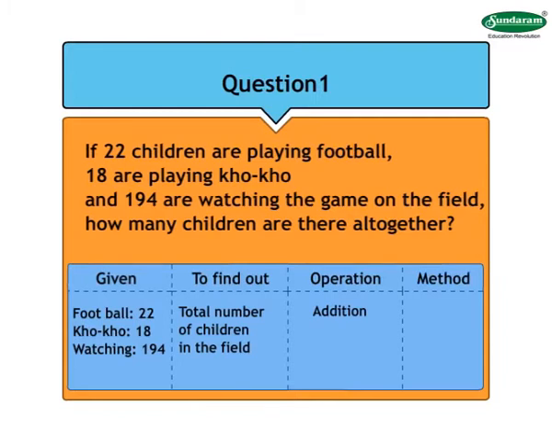First, arrange the numbers 22, 18 and 194 vertically. Be careful while arranging. Now add all the three numbers. We get the total as 234. Thus, there are 234 children in the field.